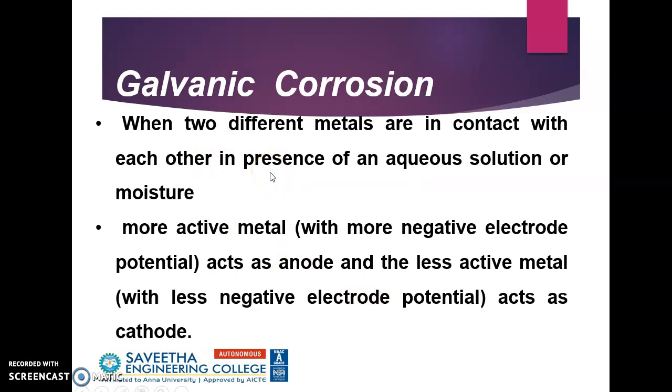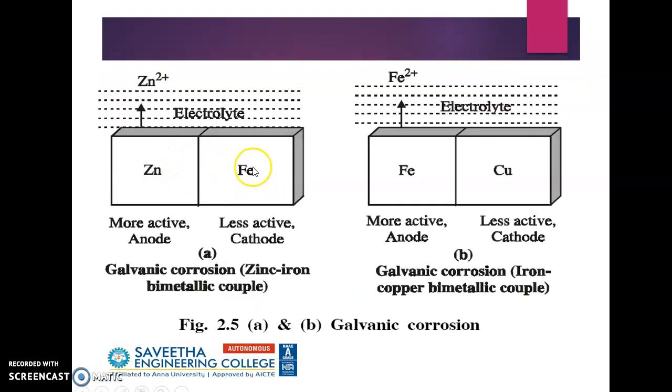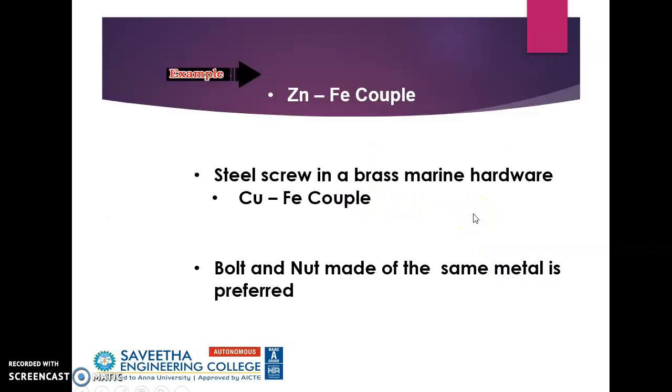So galvanic corrosion: when two different metals are in contact with an electrolyte, the more active metal will behave like the anode and the less active metal will behave like a cathode. If you're comparing zinc and iron, zinc is more active, so this will be anodic. Iron is less active, so it will be cathodic. Obviously, zinc will undergo corrosion. If you are comparing iron and copper, iron is more active, copper is less active. So iron will undergo corrosion, copper will be safe. And such kind of corrosion we call galvanic corrosion.